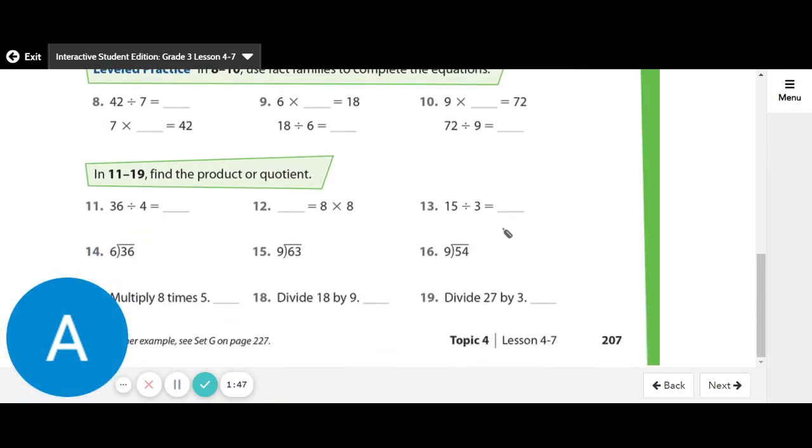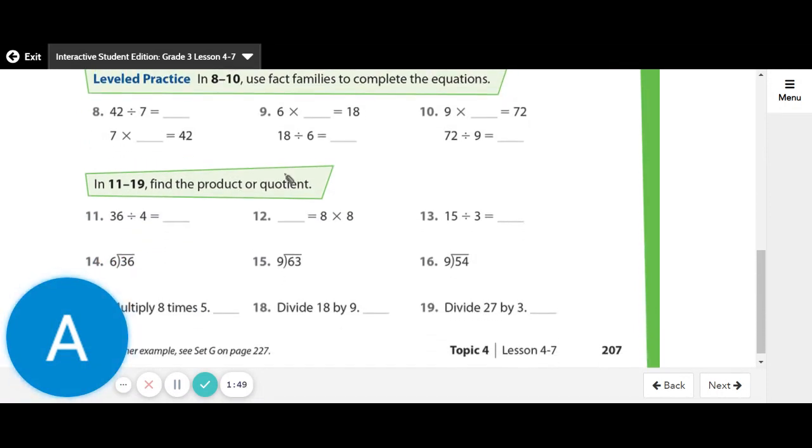Let's look at the bottom. We are solving the division and multiplication problems, and we can think about fact families. So 42 divided by 7, I can think 7 times what is 42? I know 7 times 6 is 42, so 42 divided by 7 would be 6. 6 times something is 18, so 18 divided by 6 is something. I know 6 times 3 is 18, so 18 divided by 6 is 3. And remember, those fact families would always be those 3 numbers for the multiplication problems and the division problems. 9 times something is 72. I know 9 times 8 is 72, so 72 divided by 9 is 8.